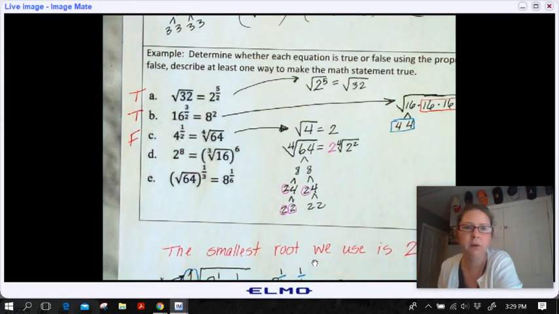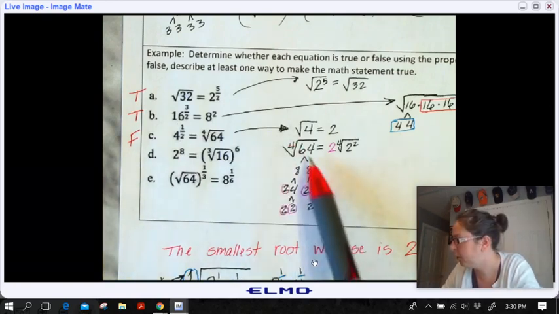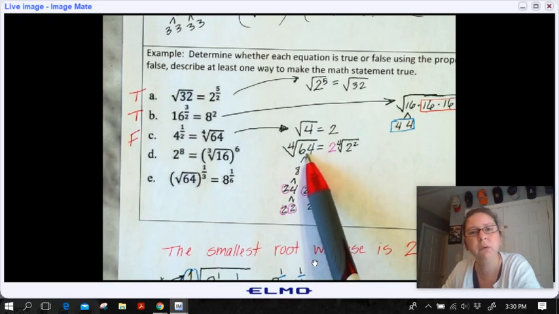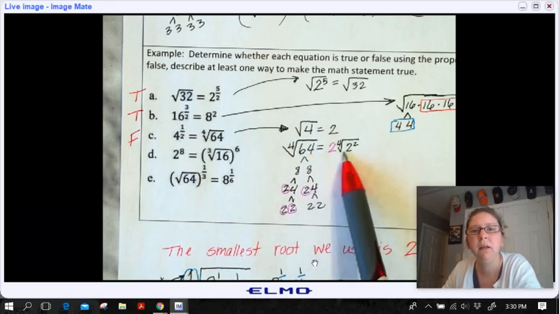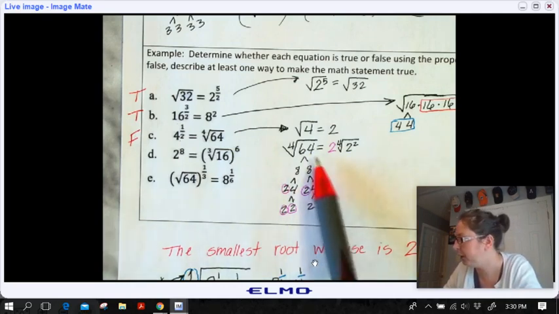It did want us to describe at least one way to make the statements true. So maybe if instead of 64, if this number in here was 16, then it would have worked out okay. So this number was actually too big.